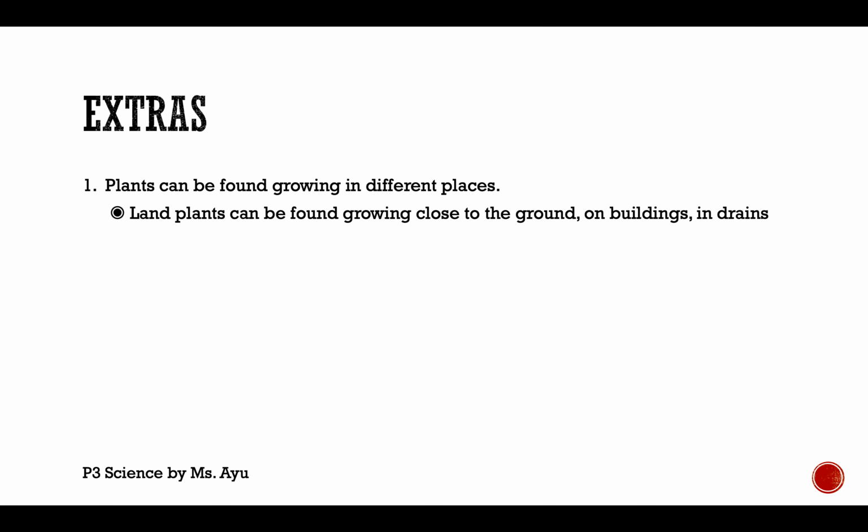Here I will give you some extras about plants. Number 1, plants can be found growing in different places. Land plants can be found growing close to the ground, on buildings, in drains, or on other plants. For example, here we have coconut trees, vines, and bird nest ferns.